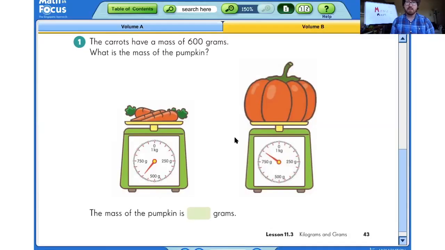So let's do one together, looking at these carrots and this pumpkin. It says, what is the mass of the pumpkin? Now it gives us the mass of the carrots, which is 600 grams. And let's check.